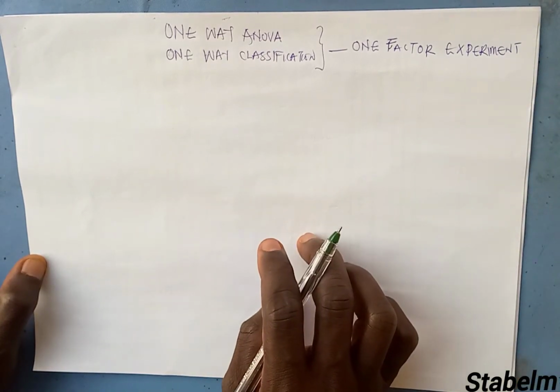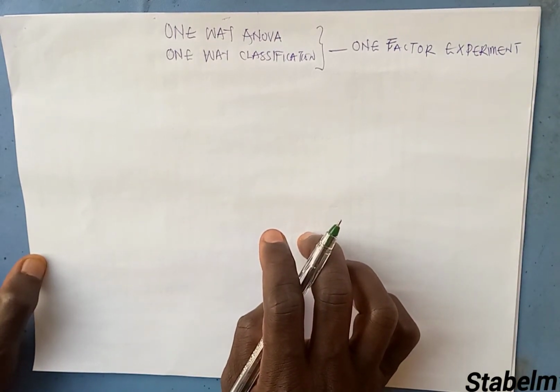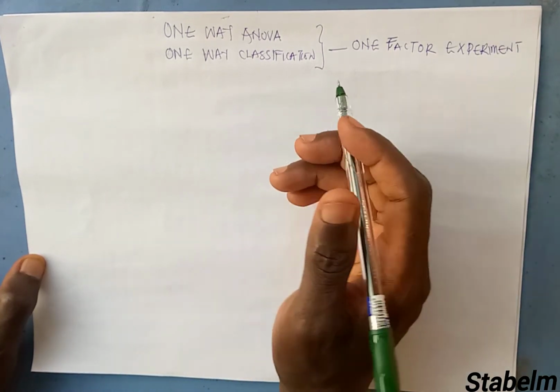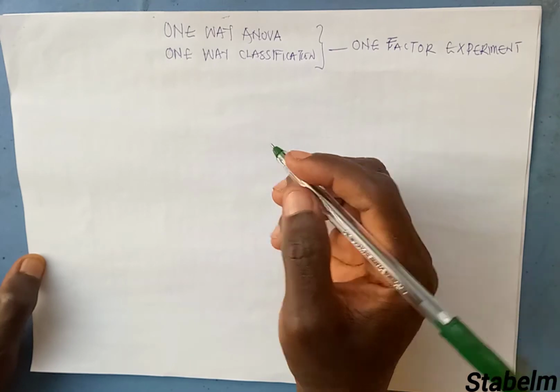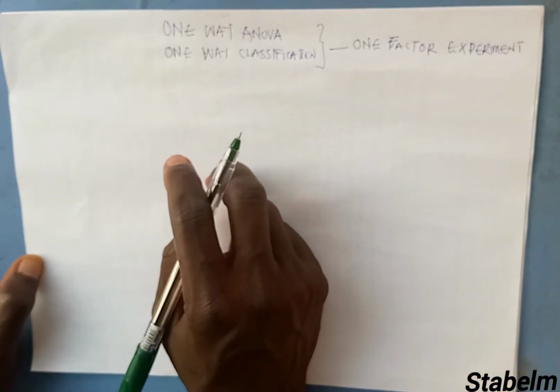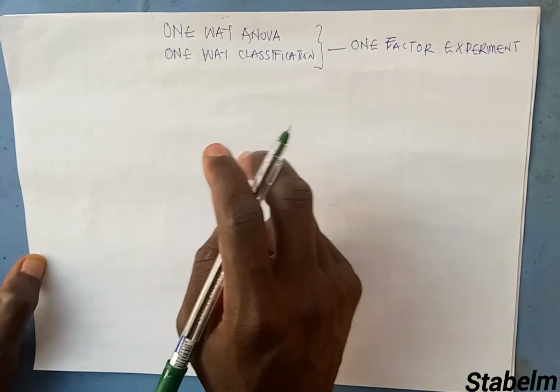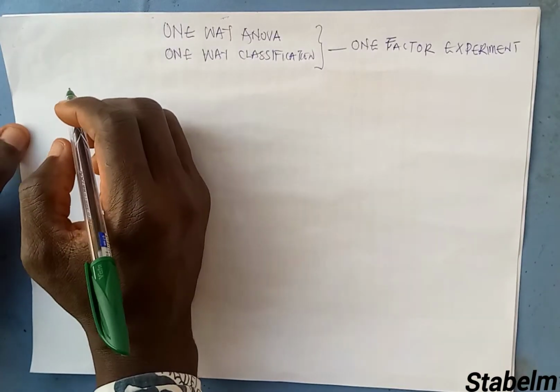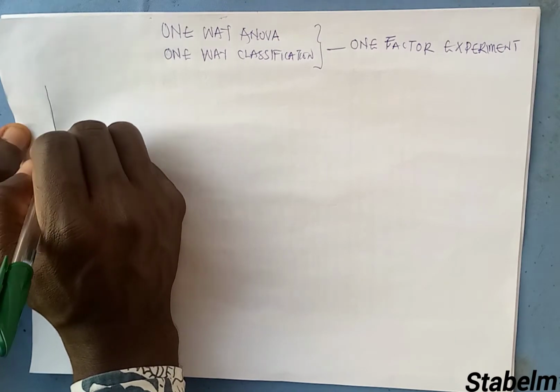Now, in this one-way ANOVA, we'll be talking about treatment between and treatment within. And that will lead us to this table of ANOVA analysis. So we have this table here.